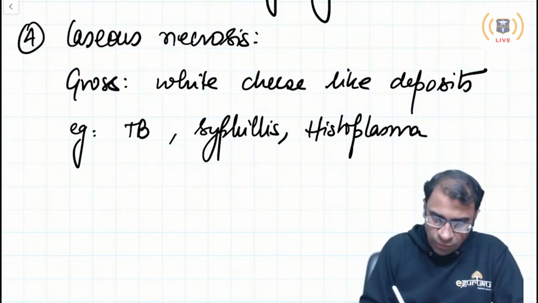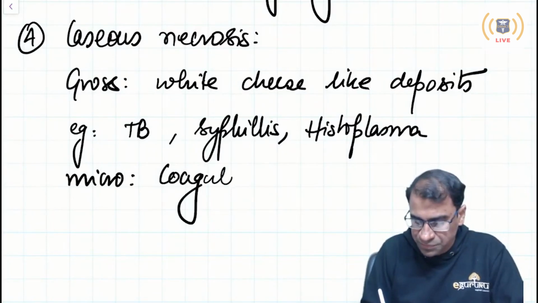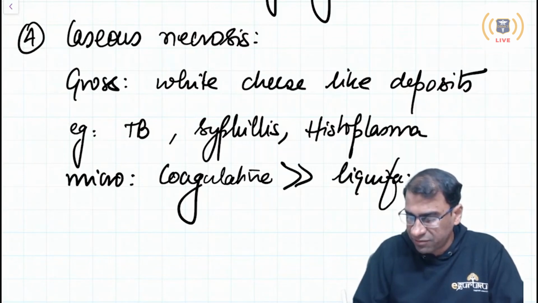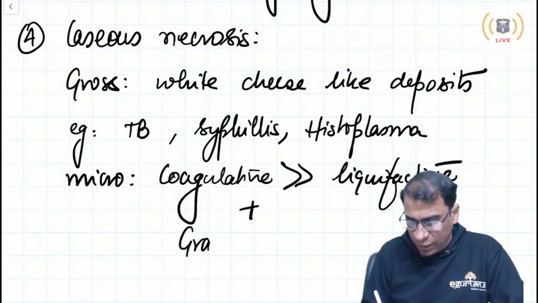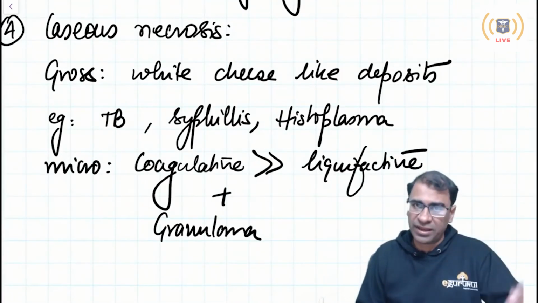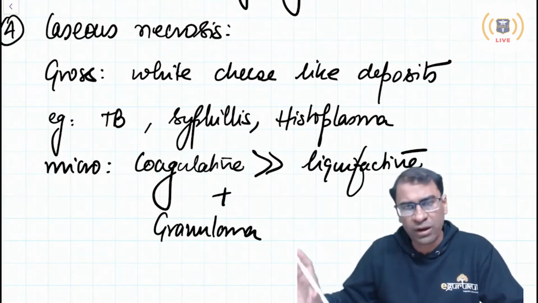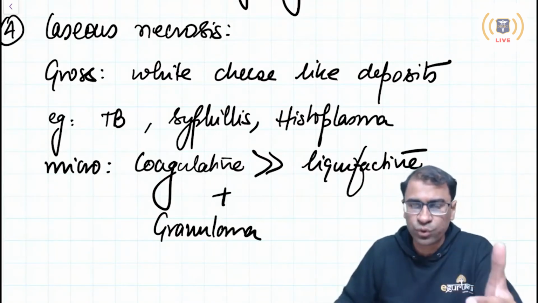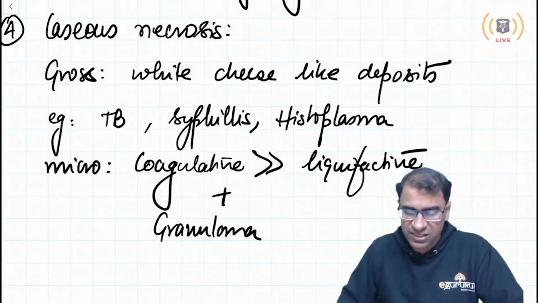Now, this necrosis, morphologically in microscopy, you'll often see as coagulative necrosis, but it may show liquefactive necrosis as well. But this will always be seen with granuloma. Now, what is a granuloma? This I'll talk about in the next topic, in the next videos on inflammation. That's a different thing, so don't worry about it. It usually shows granuloma formation. Examples are TB, syphilis, and histoplasma.